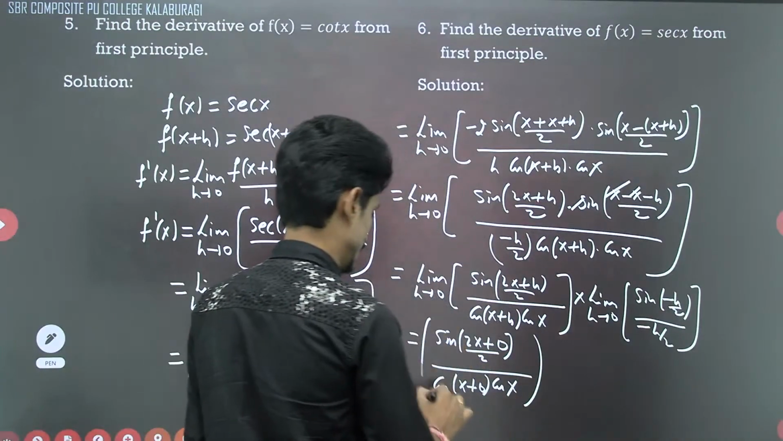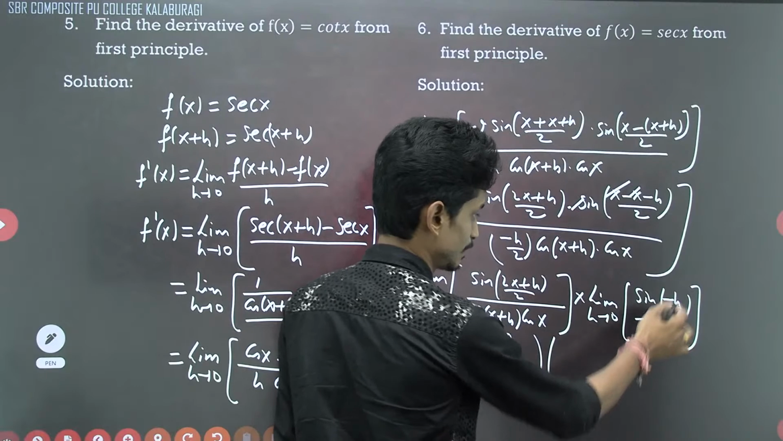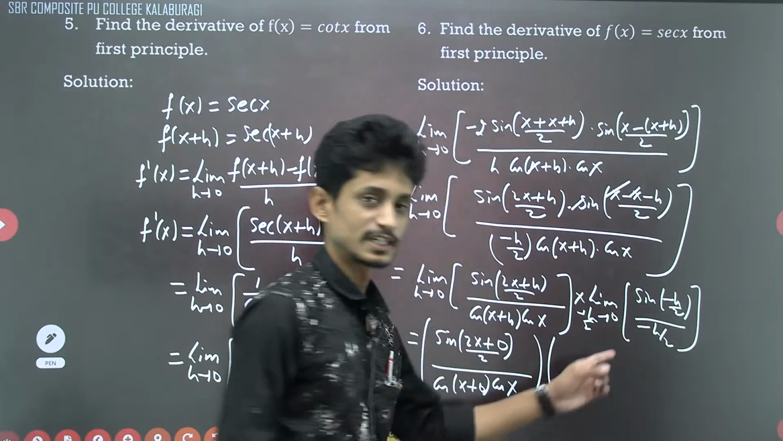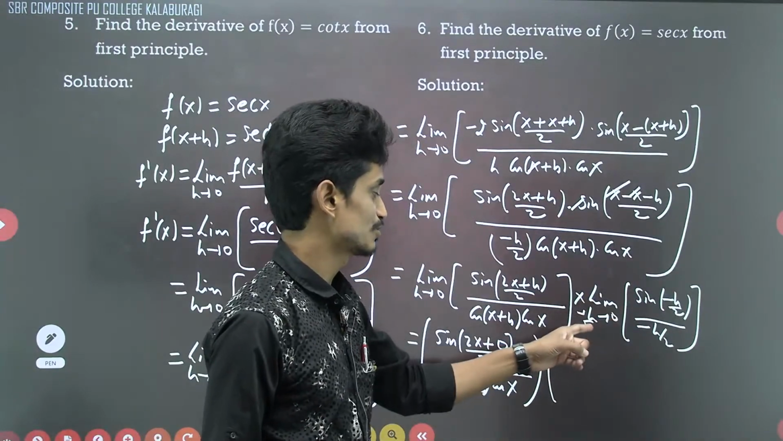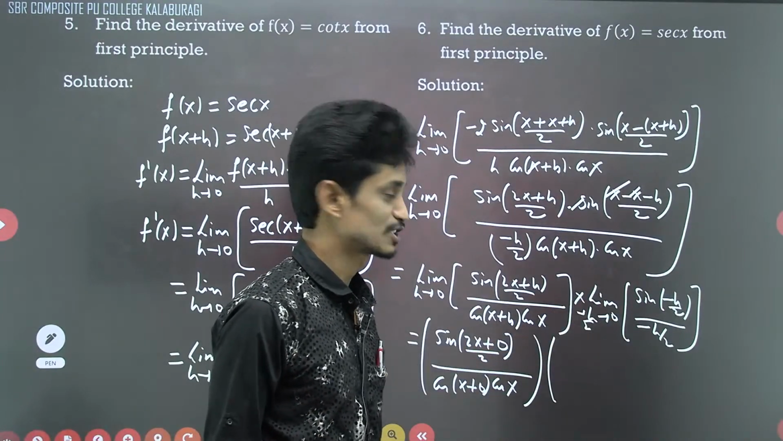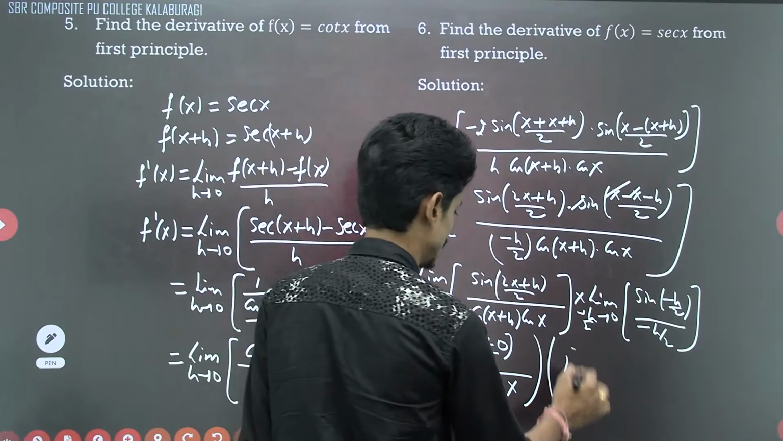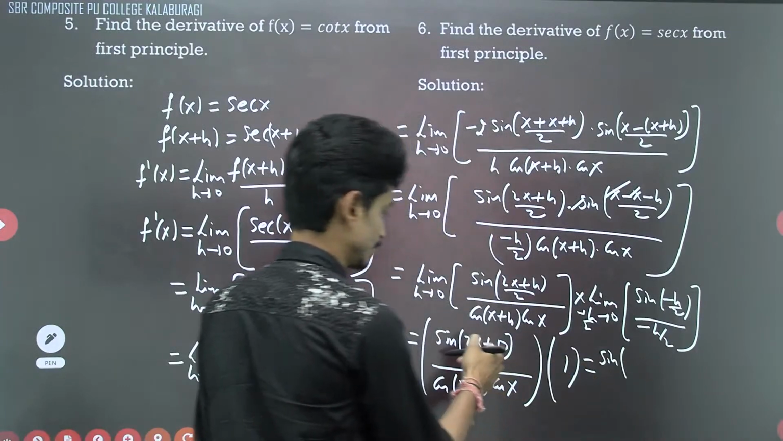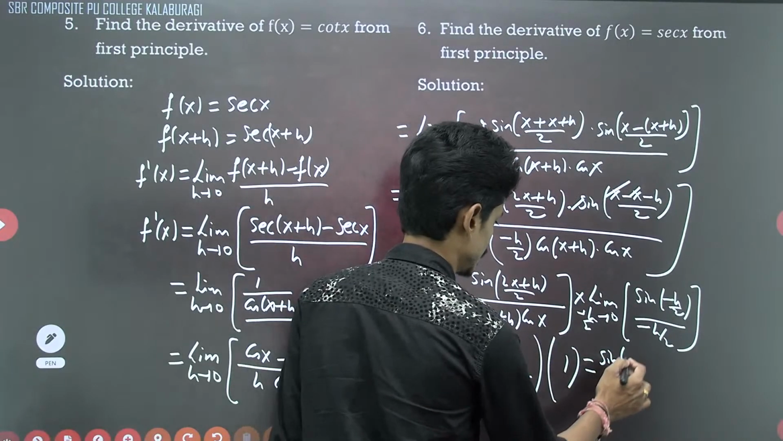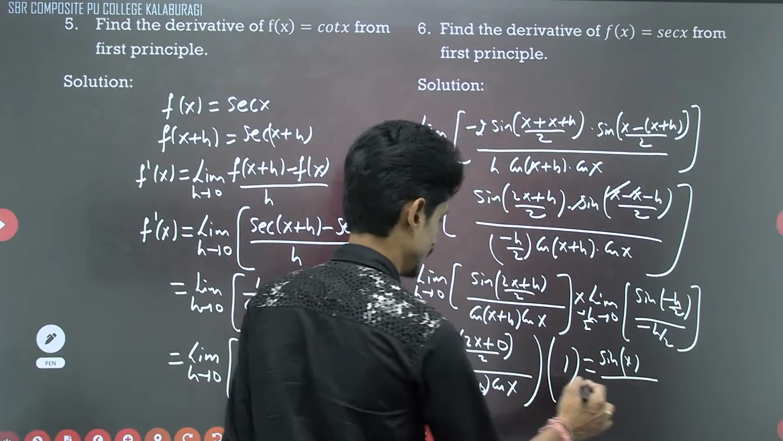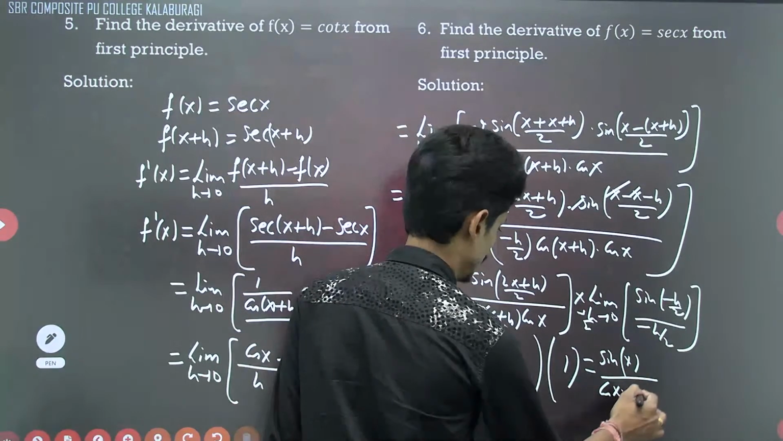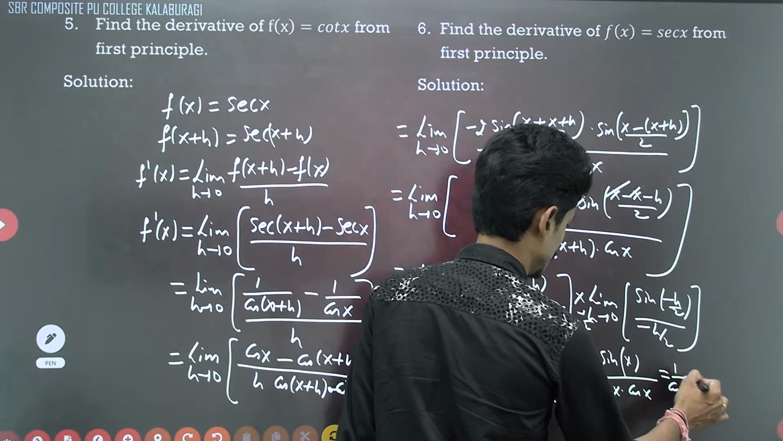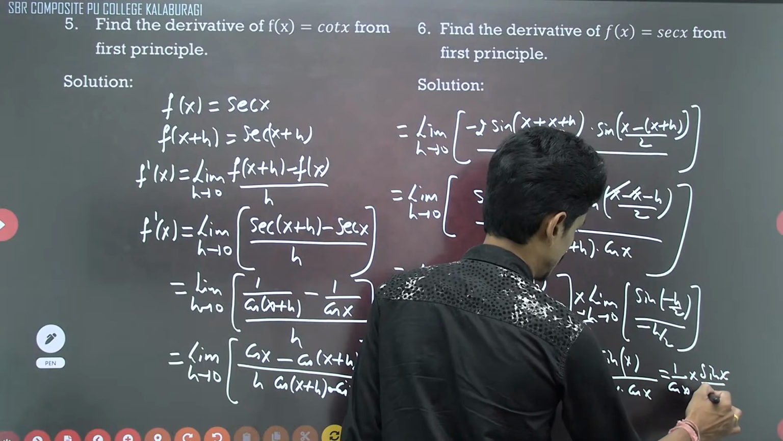This is the one case. And another case here, sine theta by theta. What is theta? Minus h by 2. So multiply both sides by minus 1 by 2. h tending to 0 means minus h by 2 also tending to 0. So this becomes 1. Then what remains? Sine of 2x plus 0 is 2x, 2 cancel, sine x. This is sine x divided by cos x into cos x. We can make it separate: 1 by cos x into sine x by cos x.